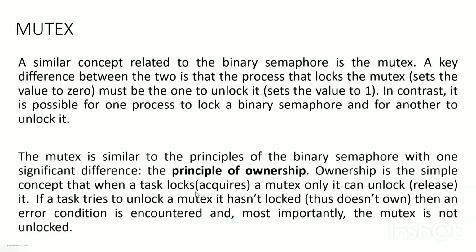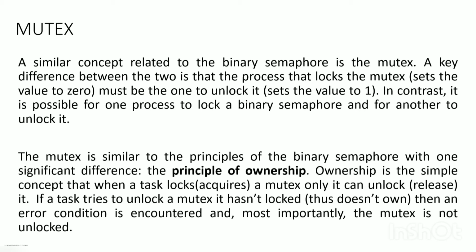The next type of semaphore is a mutex. This mutex is actually like a binary semaphore itself, but it has one property. With the binary semaphore, if one process is accessing it, another process can come and release it. But in the case of a mutex, it has a very important property called the principle of ownership. It means if one process is accessing that semaphore, which is called the mutex, only that process can release it. No other process is able to release it.